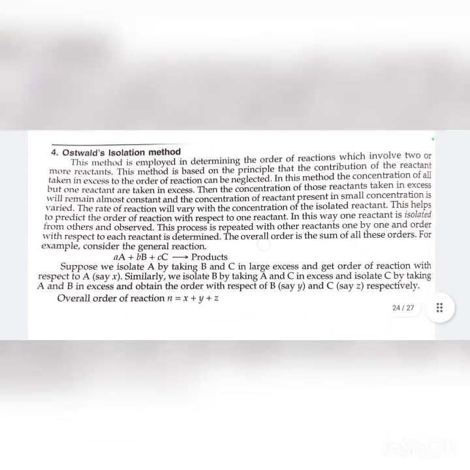Next is Ostwald's isolation method. This method is employed in determining the order of a reaction which involves two or more reactants. This method is based on the principle that the contribution of the reactants taken in excess to the order of reaction can be neglected.